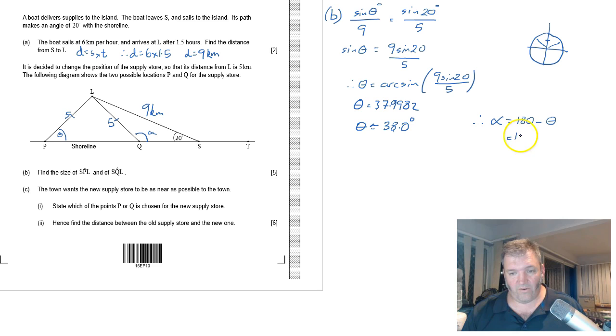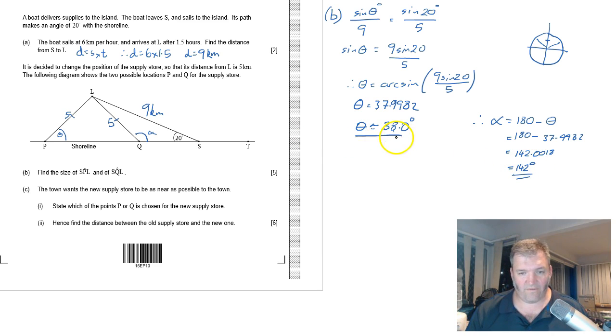Again, you should probably do the full workings. This is 180 degrees minus 37.9982. What's that going to be? 142.0018. And then you can show that you've rounded it off. So alpha is 142 degrees.